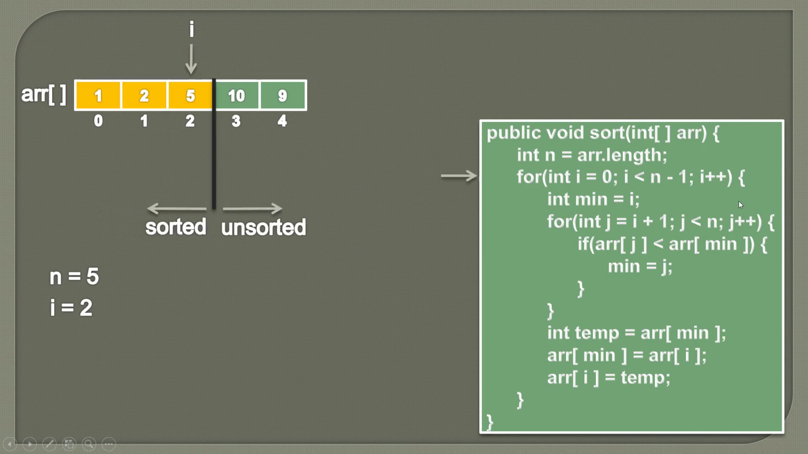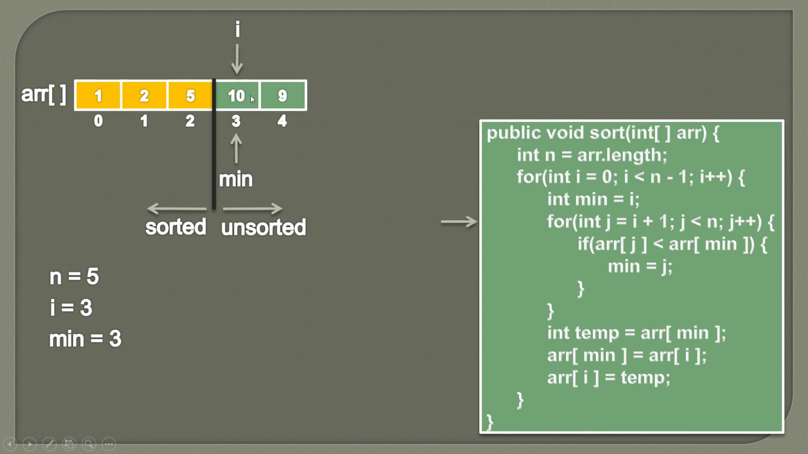We'll increment i by 1. So i becomes 3, and 3 is also less than 4, so this condition comes out to be true. Now at the first step we assume that 10 is the minimum value. So we simply assign the value of i to min, which is 3. So it will point to the third index.